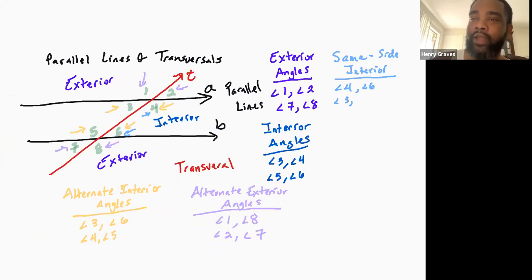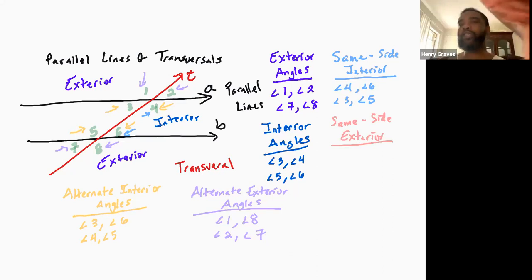And the same side exterior angles, those are on the same side, on the outside. So that's going to be angle 1 and angle 7, on the same side of the T, right? They just happen to be exterior. And then likewise, angle 2 and angle 8 are going to be same side exterior angles. So those are the ones.